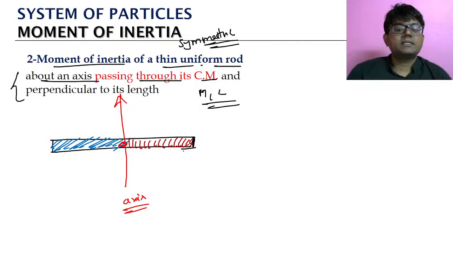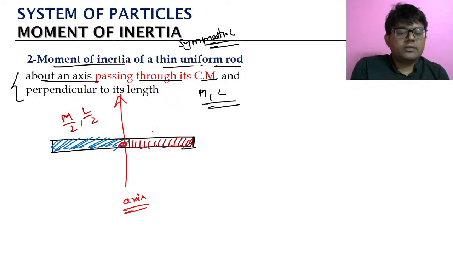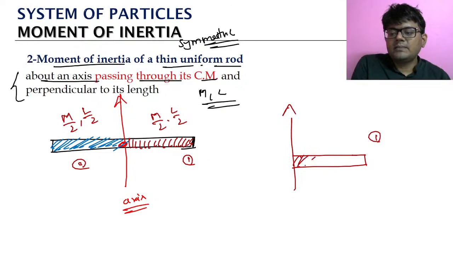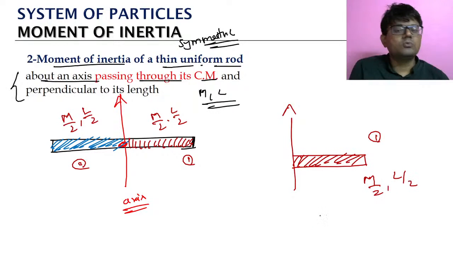If we do that, what are we going to see? See, this is a rod of mass m/2 and length is what? l/2, because only half will come, right? So this is the rod of mass m/2 with length l/2. You take this as part 1. Okay, we can call this part 1 and this part 2. Look at part 1. This is like a rod of mass m/2, length l/2.